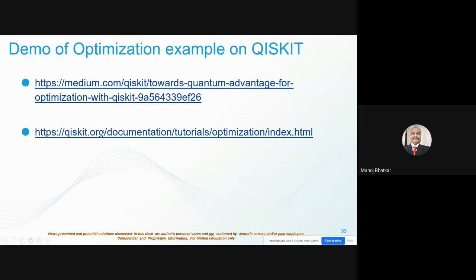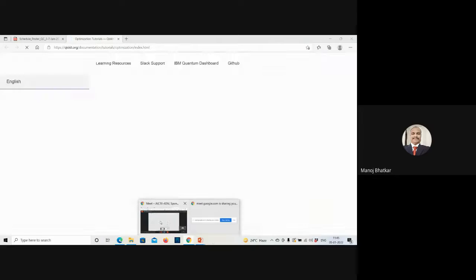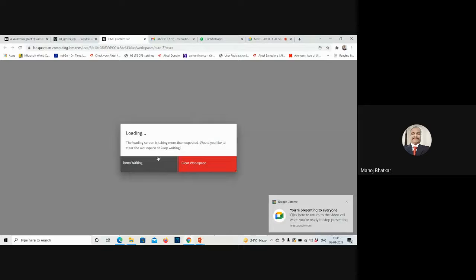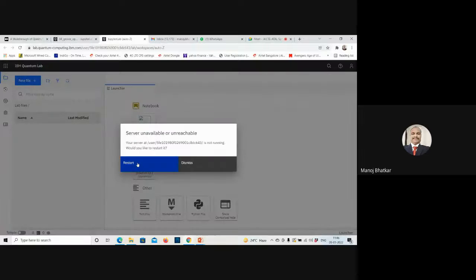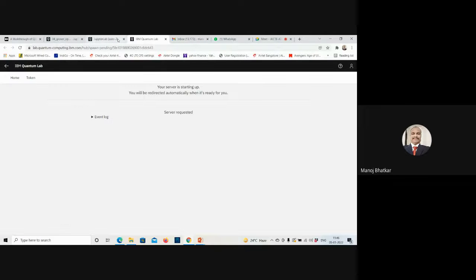Very quickly, I will tell you how to go through this algorithm, your quantum computing use cases. If you click on that link, you will see that I am trying to get into IBM Quantum Lab, and I can see the various files. The servers were unavailable because I was not using it, so they have requested it now.